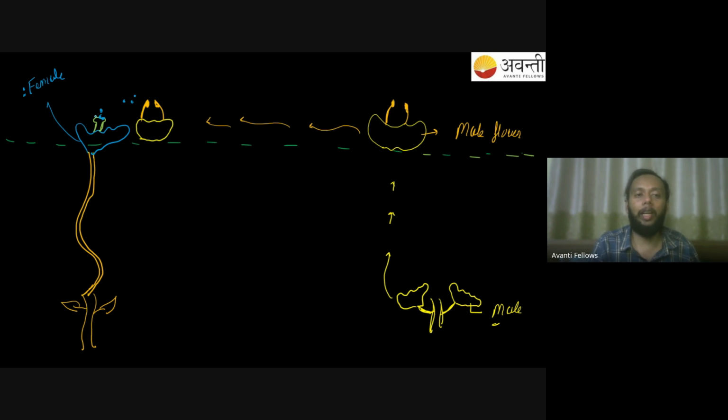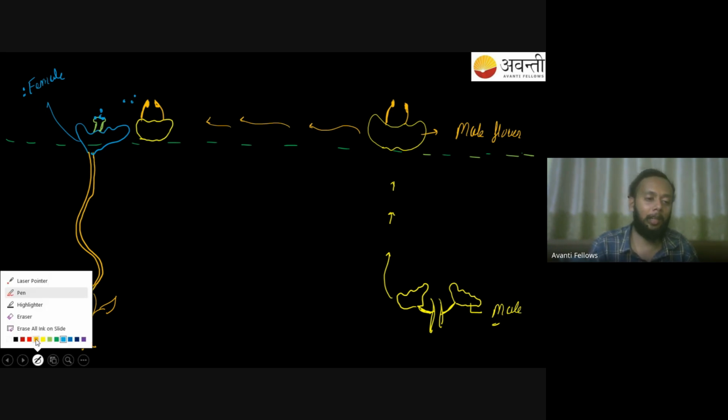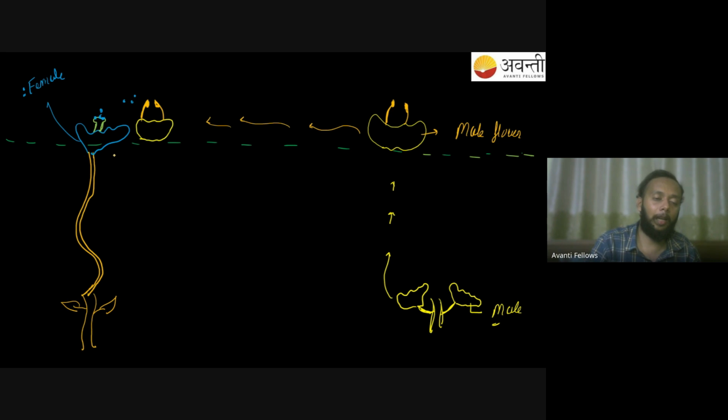As soon as the pollen grain falls on the stigma, what will happen? The flower will close and will be pulled back underneath the water. As soon as the pollen grains are released, remember, the complete flower will be pulled back into the water. Its work is done. Into the water.